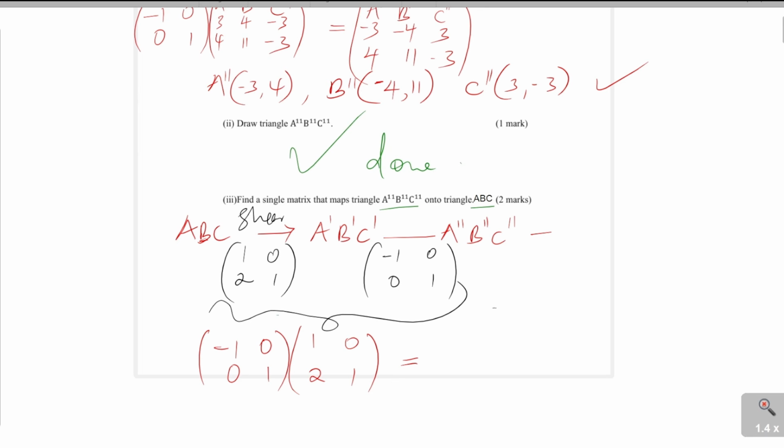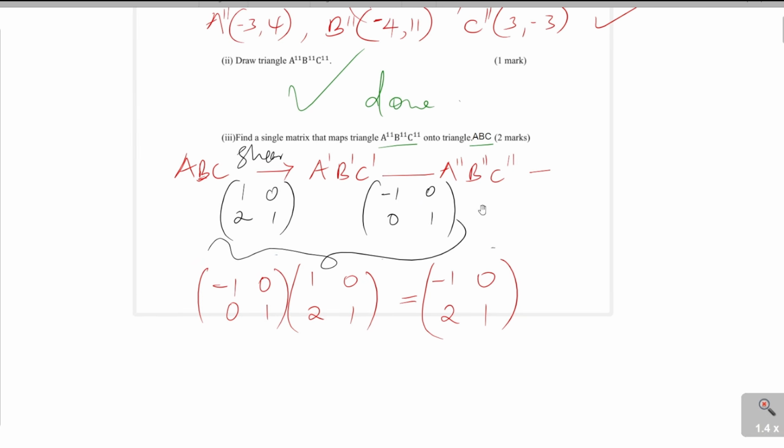So that is how we represent successive transformation matrix. So when you multiply, this is what you're going to get. So when you multiply that, you'll get negative 1, then here you get 0, then 2, 1. So that is the single matrix. Now, the question is, which matrix now will map A double prime, B double prime, C double prime back to ABC. So you can see we're doing the opposite now.